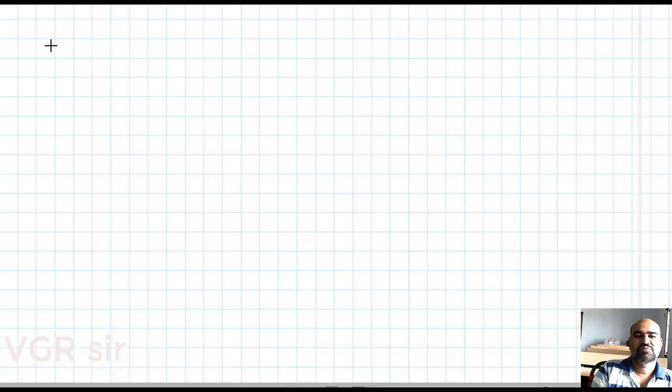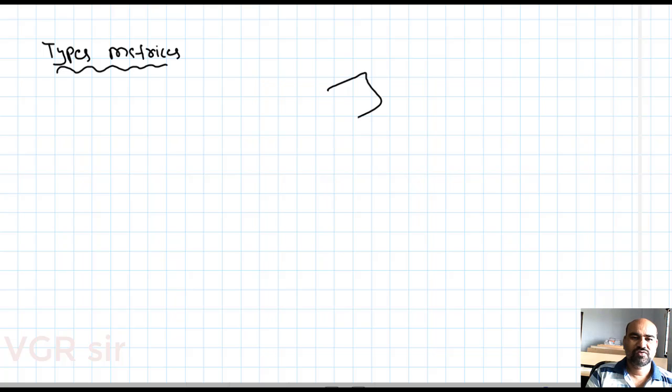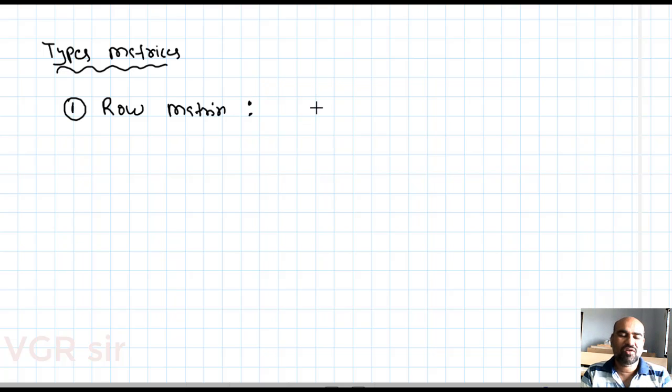Next, types of matrices. Students, there are several types of matrices. I will divide them into two parts. First I will explain some types, and after some operations on matrices I will explain the other types, because to define those types I need operations on matrices. First one, row matrix: a matrix containing only one row.